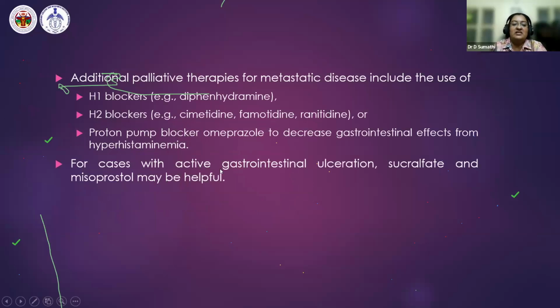As additional palliative therapy, since it is a highly histaminic tumor, you can go with H1 blockers like diphenhydramine. Here we use Benadryl. For H2 blockers, you can go with cimetidine, famotidine, and ranitidine, and proton pump inhibitors like omeprazole to decrease gastrointestinal side effects. In case there is ulceration, as I was telling you previously, if there is any vomiting or melena, then you can go with sucralfate. And you can also go with misoprostol in case there are any bleeding episodes.